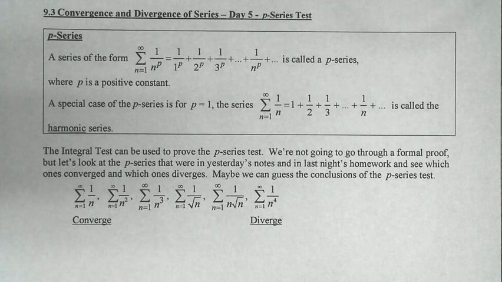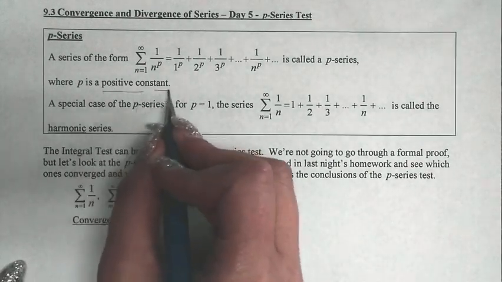Hi guys, today we're going to learn about the p-series test. A series of the form the summation from n equals 1 to infinity of 1 over n to the power of p is called a p-series, where p is a positive constant.